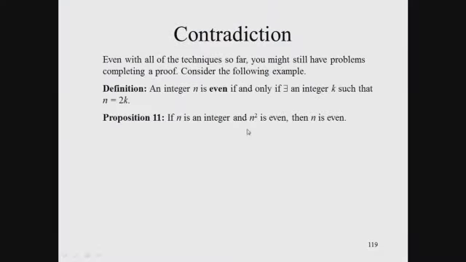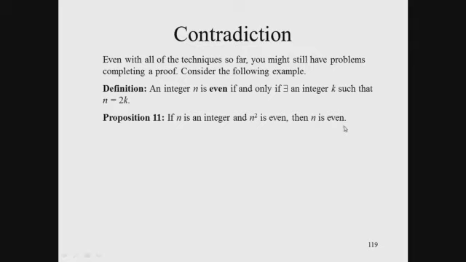Here's the definition of an even integer. An integer n is even if and only if there is an integer k such that n is equal to 2k. What we want to prove is that if n is an integer and n squared is even, then n is even. Hopefully you have identified the hypothesis A and the conclusion B and have decided on a proof technique to get started with.